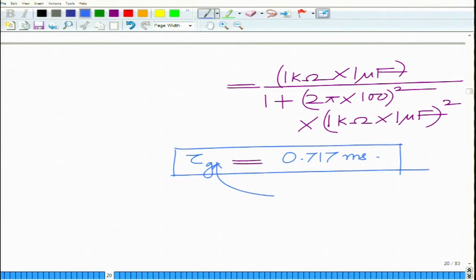And this is, remember, at f equals 100 hertz, or omega equals 2 pi into 100, that is 200 pi radians per second. So, this illustrates the group delay calculation for a simple example.